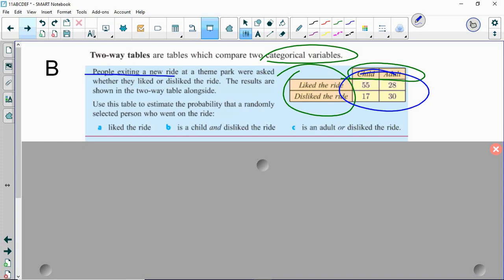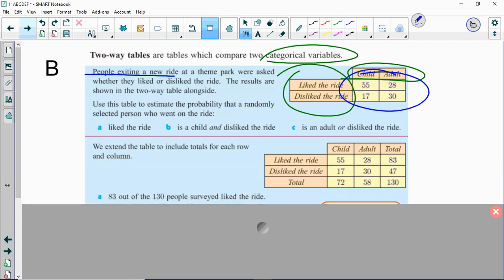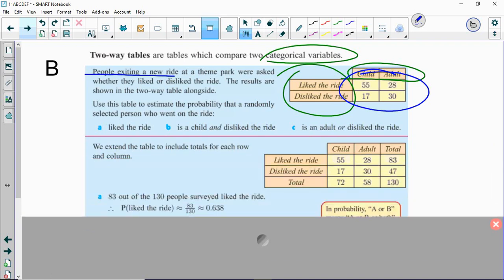So anyway, okay, what's the probability that somebody liked the ride? Well, how many people liked it here? Well, it looks like 55 plus 28 out of the total, which is 130. And it's really helpful in these to make a new row and a new column with just totals. We're just adding down the rows and across the columns, and then you can check to make sure that you get 130 both from these two and from these two. If you get a different number, then there's clearly an error somewhere in there. So anyway, that's how we could answer.